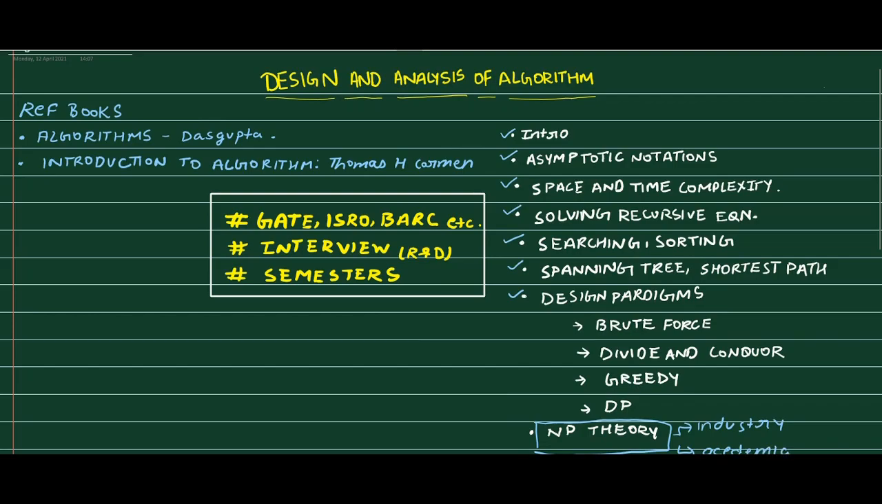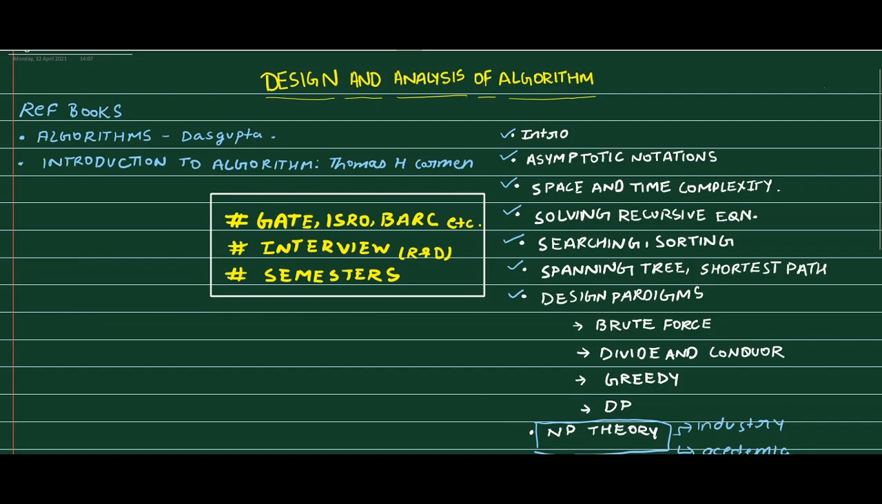The good references for this particular course are these. The first one is a book on algorithms by Dasgupta, and a more comprehensive and in-depth book that one can follow is Introduction to Algorithms by Thomas H. Cormen. After completing this course, you will have strong foundations in design and analysis of algorithms.